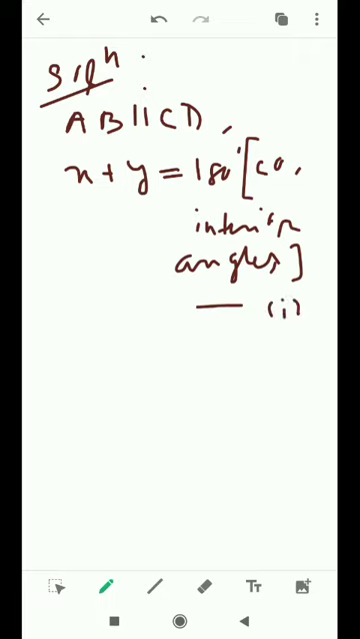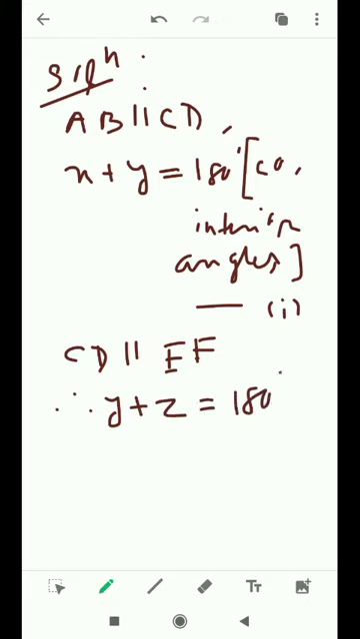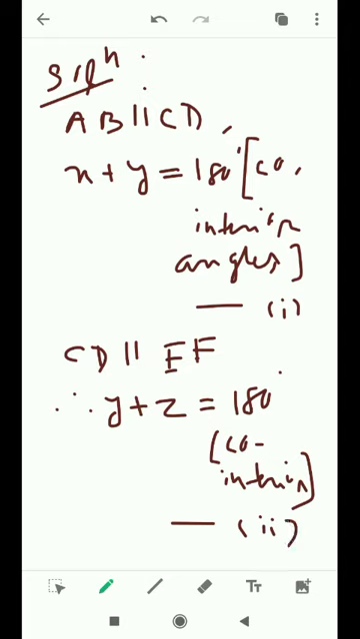Then the vertically opposite angle we have already written there. So CD parallel EF is given. So therefore we can write Y plus Z. Y plus Z is also equal to 180 degree. This one is also the same, the reason is co-interior. Now you can see here the ratio is given, Y to Z is 3:7.